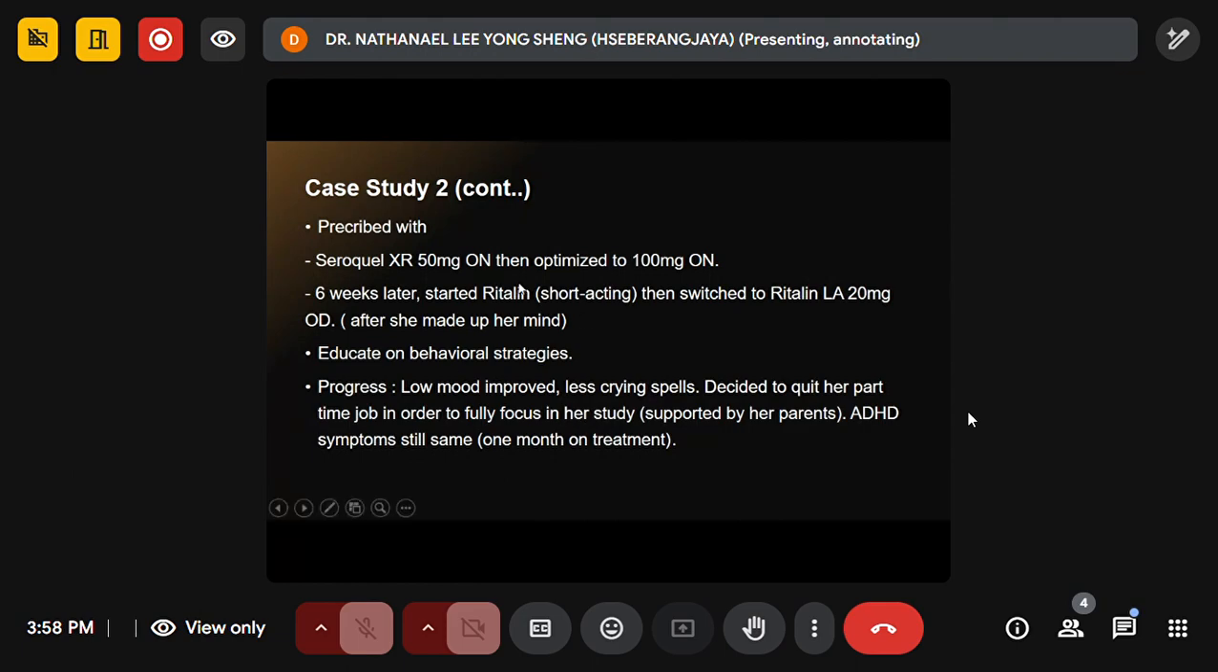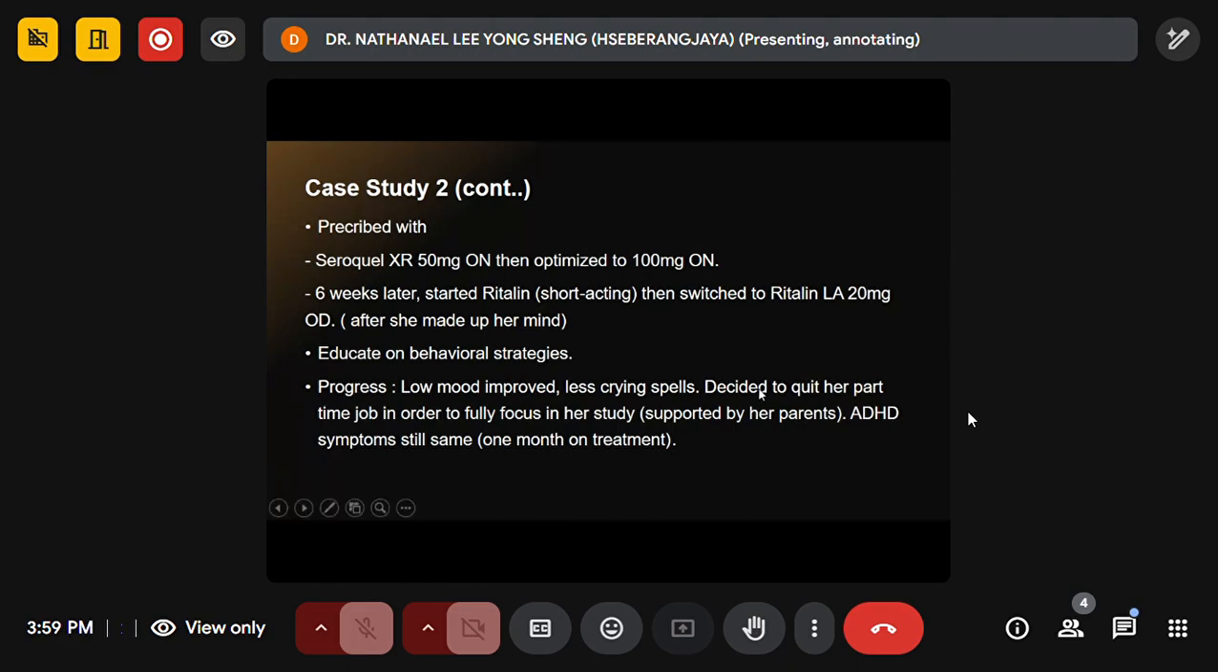After Seroquel, her mood improved. Then she agreed to start Ritalin. Only then did I start it, and I educated her on some behavioral strategies as well. Since the treatment, at my second and third appointments, she said that her low mood has improved. She had fewer crying spells. And finally, she decided to quit her part-time job in order to fully focus on her study. This decision is supported by her parents.